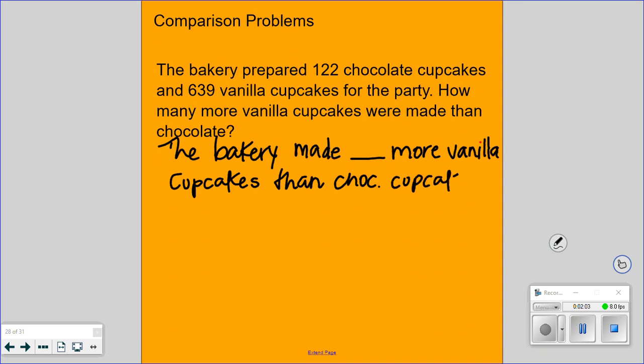Cupcakes. You're wondering how Archer figured that out. He looked in just the question part. How many more vanilla cupcakes were made than chocolate? The bakery made blank more vanilla cupcakes. That word more is important. We know they made more vanilla. We can look at that and say, duh, they made way more vanilla. The question's not asking us which one had more. It wants to know how many more.